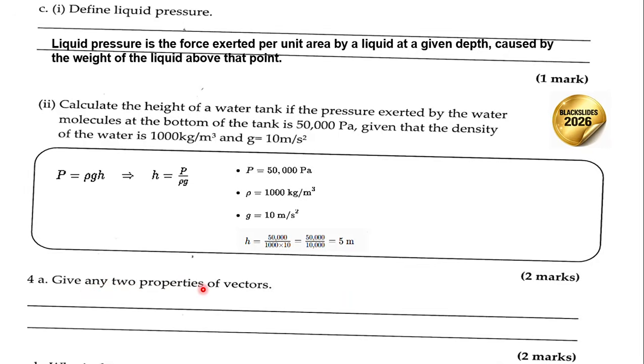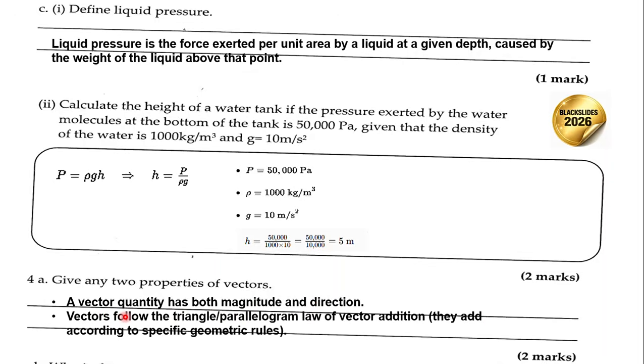Give any two properties of vectors. First, recall that a vector is any quantity that has magnitude and direction. So we are asked to give any two properties for 2 marks. We are still doing Form 3 topics up to this point. A vector quantity has both magnitude and direction from the definition of a vector. So any quantity that has magnitude and direction is considered to be a vector quantity. 1 mark.